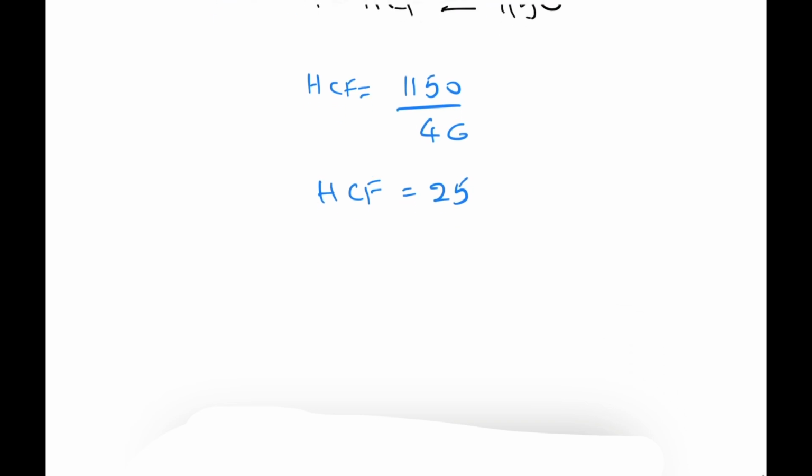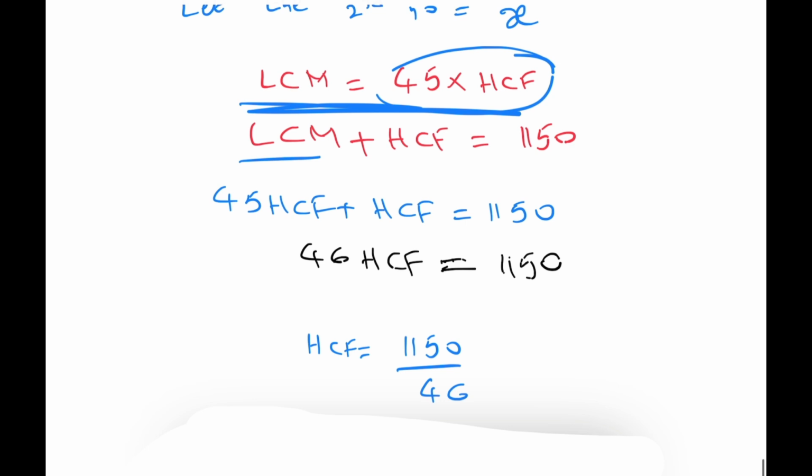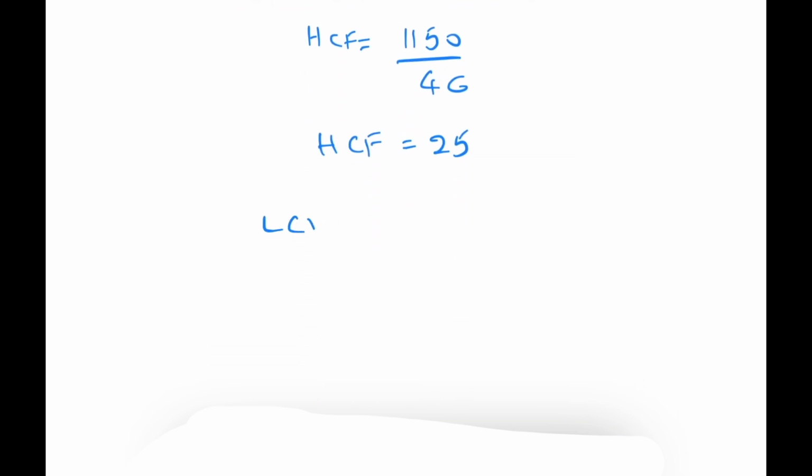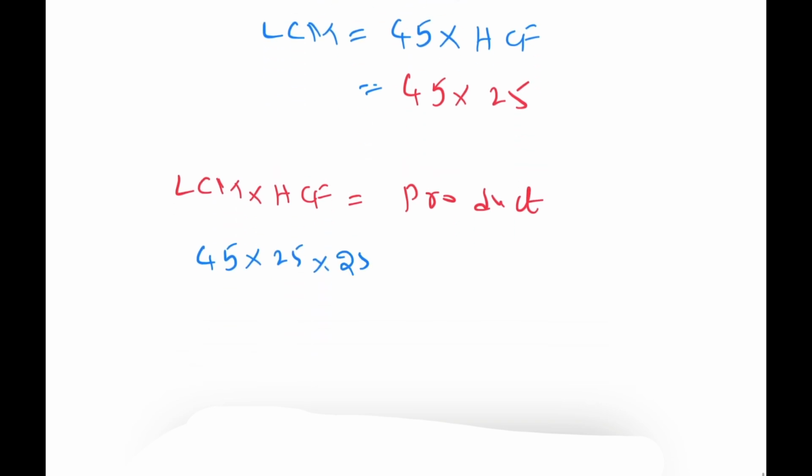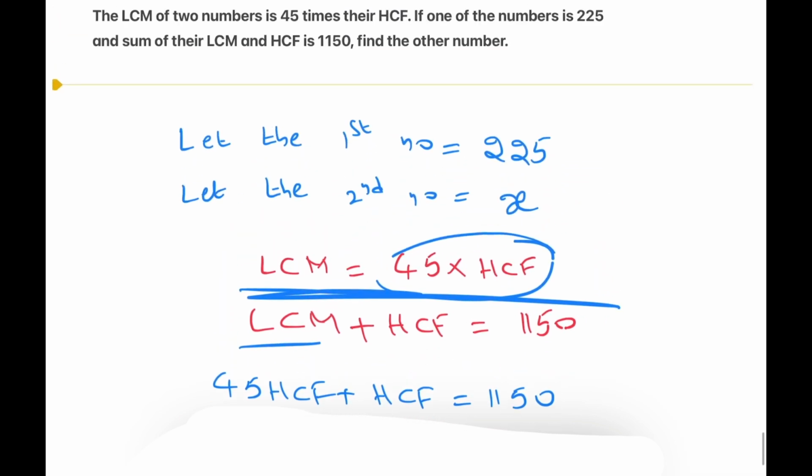Now the HCF we got is 25, right? And we know that LCM equals 45 into HCF. So LCM will be 45 into 25. Now I am not going to simplify this further because in the next step I can do cancellation, so there is no need of simplification here. Now we know the LCM into HCF equals the product of the two numbers. So LCM is 45 times 25, into HCF, which is 25, equals the product of the two numbers.